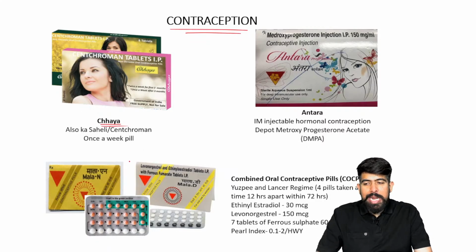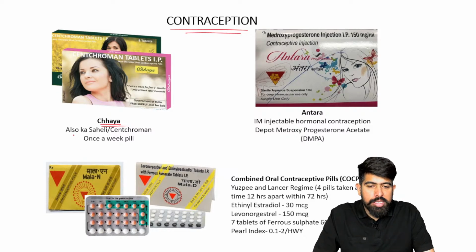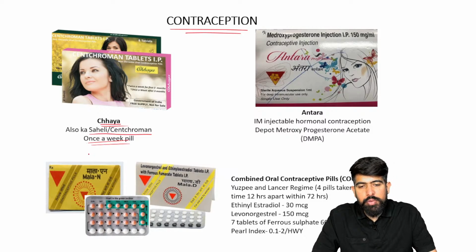If we're talking about more contraception, in the contraceptive medications we have Chhaya. What is Chhaya? Chhaya is also known as Saheli and centchroman. This medication is used as a once-a-week pill. So the patient uses this as a contraceptive medication once a week.